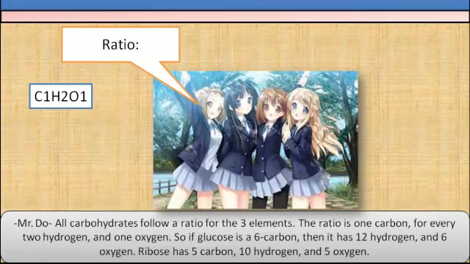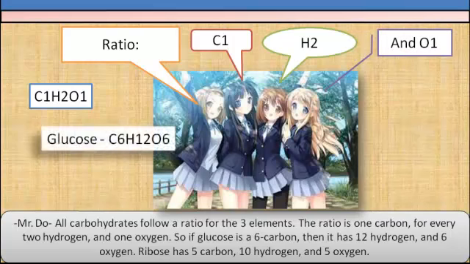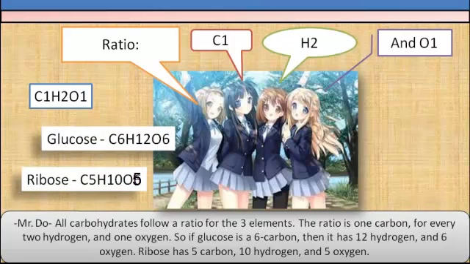And the special thing is, all carbohydrates follow a ratio for the three elements. The ratio is for every one carbon, there are 2 hydrogen and 1 oxygen. So if, for example, glucose has a 6-carbon ring, it has 6 carbon, then it has to have 12 hydrogen and 6 oxygen. Keeps the ratio. Ribose has 5 carbon, 10 hydrogen, and 5 oxygen. Again, we follow the ratio.